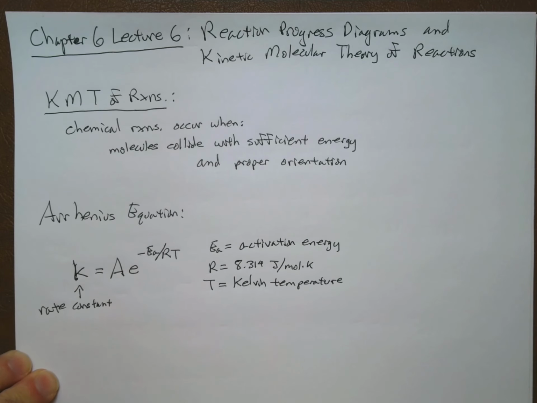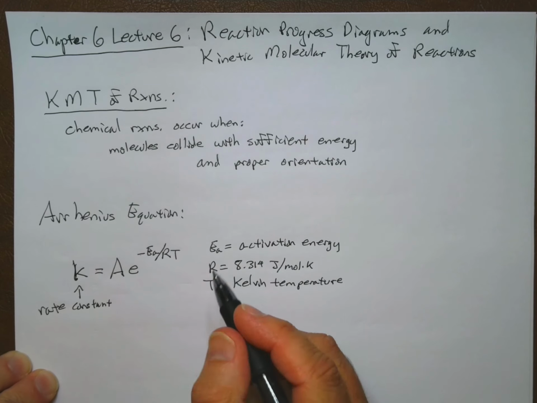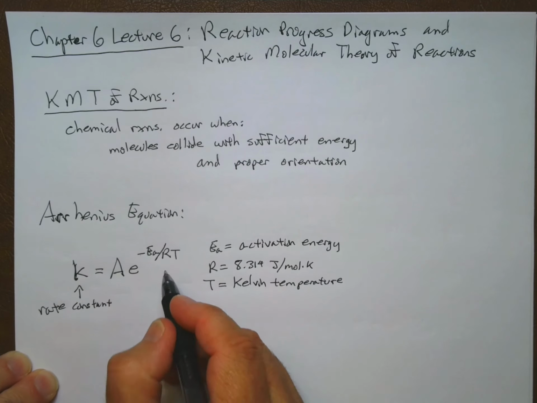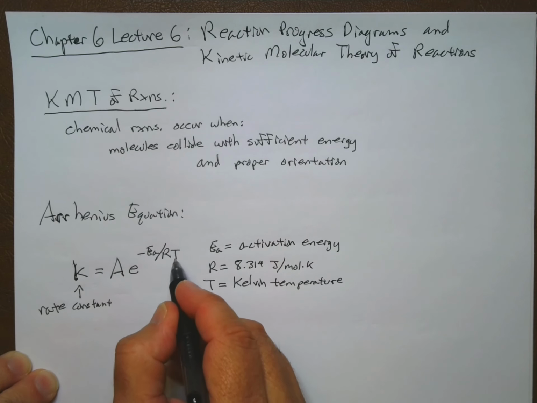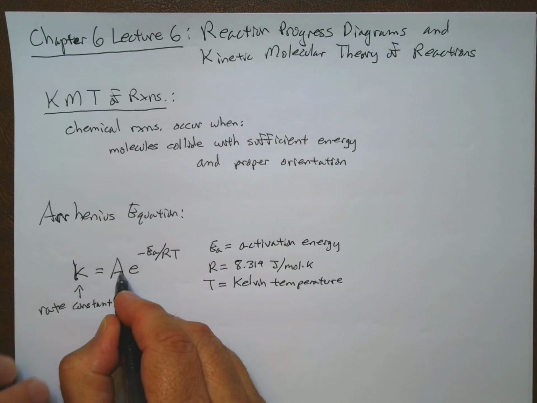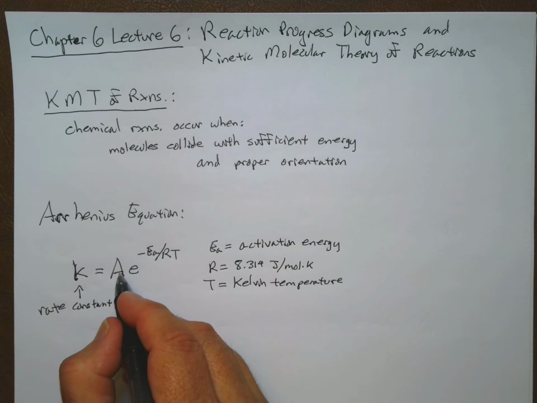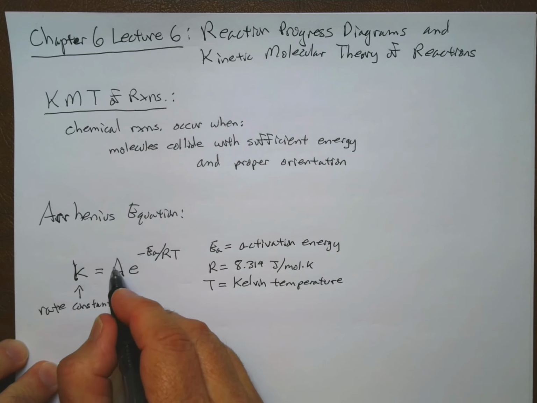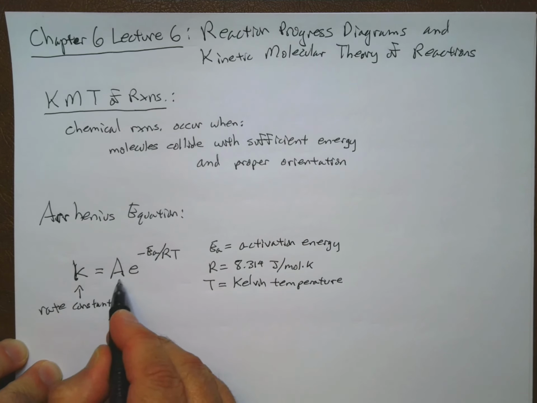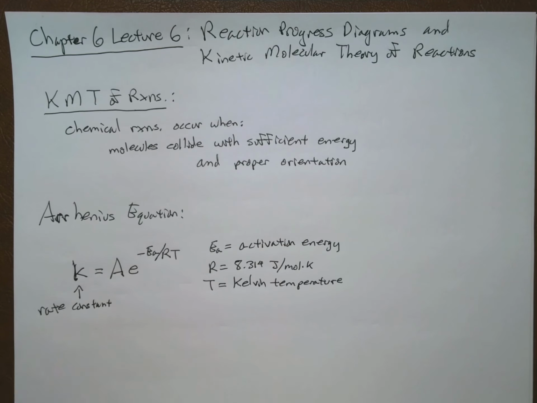Only those students who are fortunate enough to have an instructor that went over the Arrhenius equation are in good shape. Anyway, R is the gas constant, T is the temperature. And then A is actually a constant which takes into account the frequency of collisions, or rather the frequency of effective collisions. So sufficient energy is given by Ea, and then A is going to be our proper orientation.